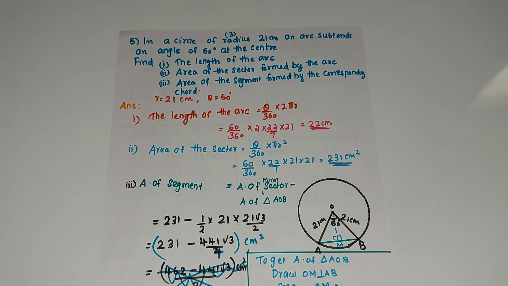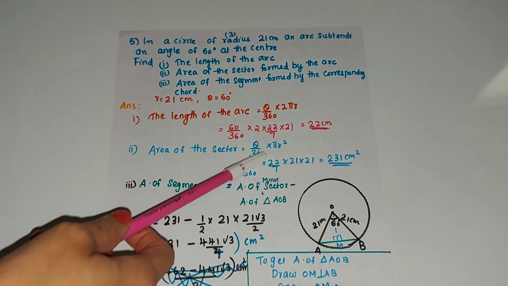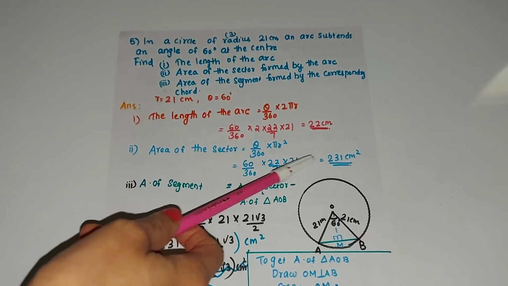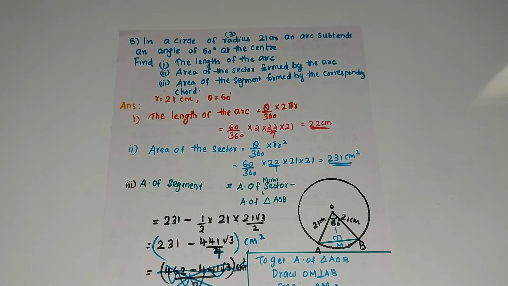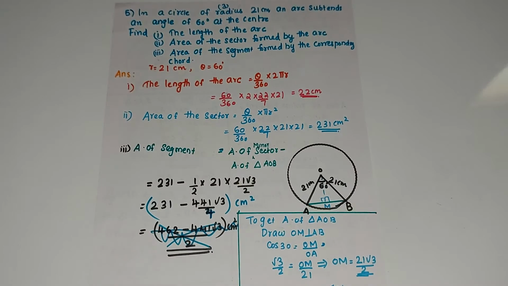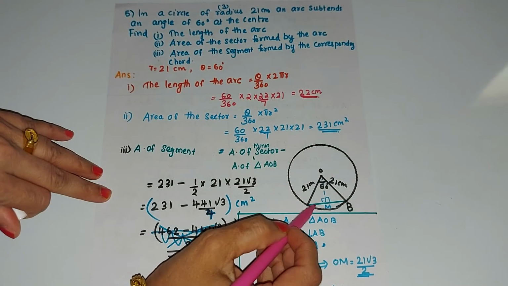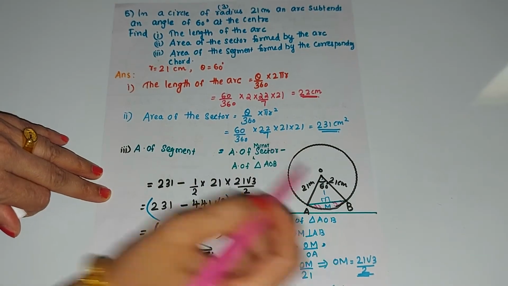Now second one, area of the sector. We know the formula, theta by 360 into pi r square. So 60 by 360 into 22 by 7 into 21 into 21 equals 231 centimeter square. So this is the area of the sector. Now the area of the segment formed by the corresponding chord. The area of the segment is this, this you have to find out.